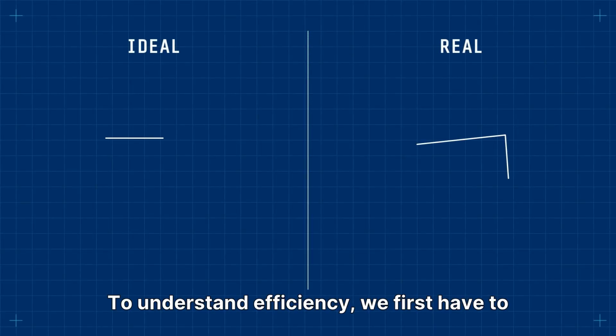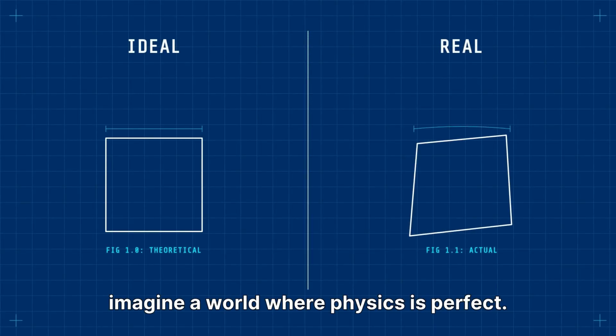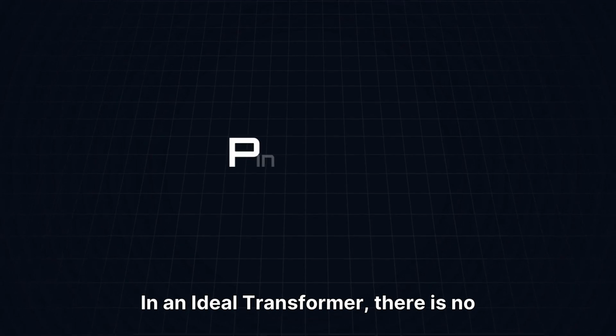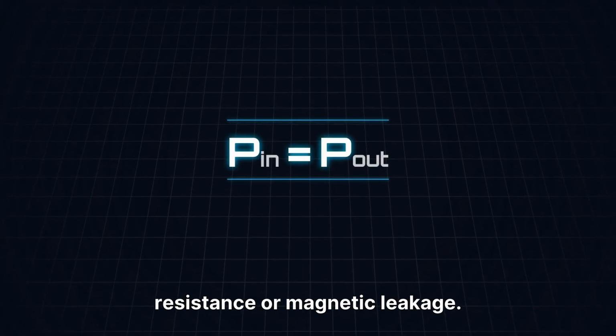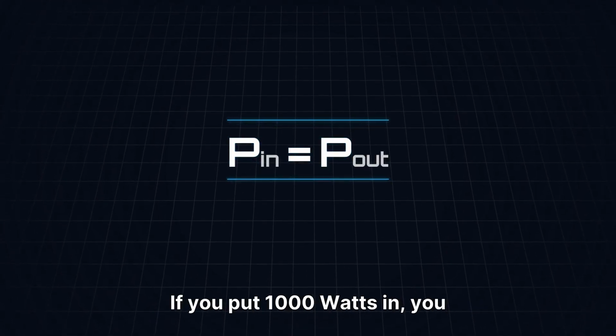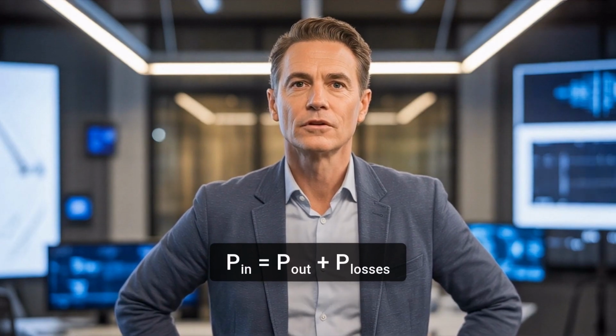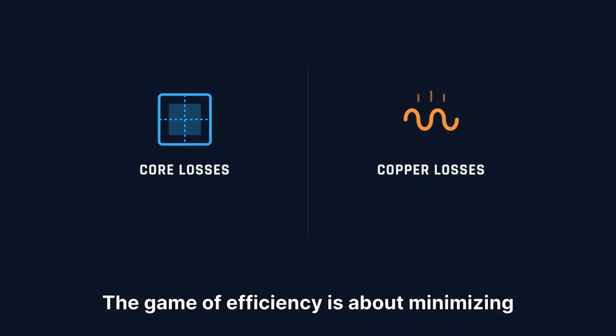Let's dive in. To understand efficiency, we first have to imagine a world where physics is perfect. The ideal transformer. In an ideal transformer, there is no resistance or magnetic leakage. If you put 1,000 watts in, you get 1,000 watts out. But we live in the real world. Here, the input power must supply both the load and the internal losses. The game of efficiency is about minimizing the losses.